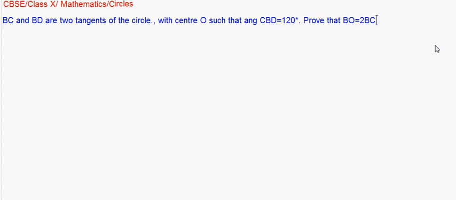How does the figure look like? This is the circle. This being the center, not accurately drawn again.